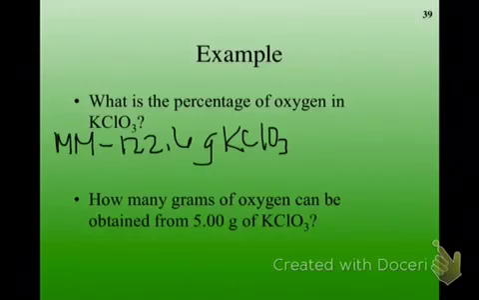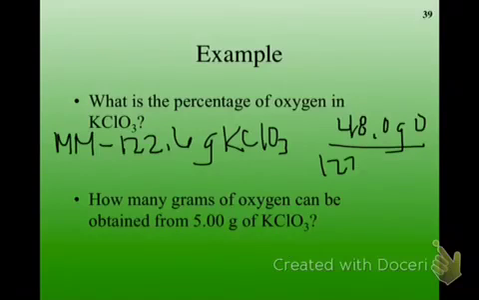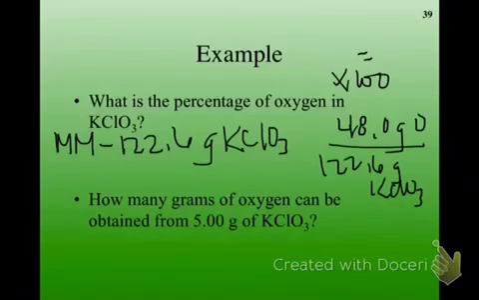I want to find the percent that is oxygen, and so I've got my 3 oxygen atoms. All together, those have a mass of 48 grams of oxygen. I divide that by my total mass. When I divide that and I multiply by 100, I get 39%. Okay, so fairly simple calculation at this point, but now let's take a look at the second problem.